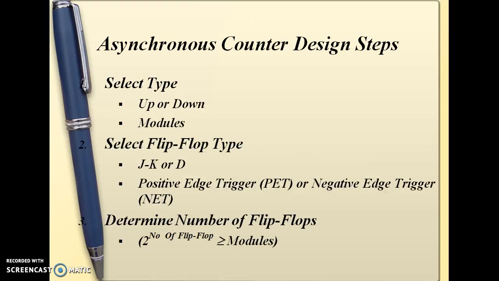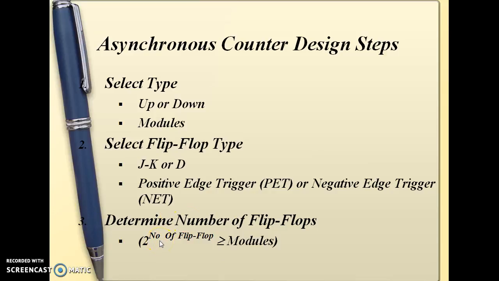Now let us see the design steps of asynchronous counter. First, we should select the type of the counter, whether it should be an up counter or a down counter. Then we have to determine the modulus of the counter. Then we have to select the type of flip-flop. It can be JK or D or any other flip-flop. Then we have to select whether it is a positive edge triggered or negative edge triggered flip-flop.